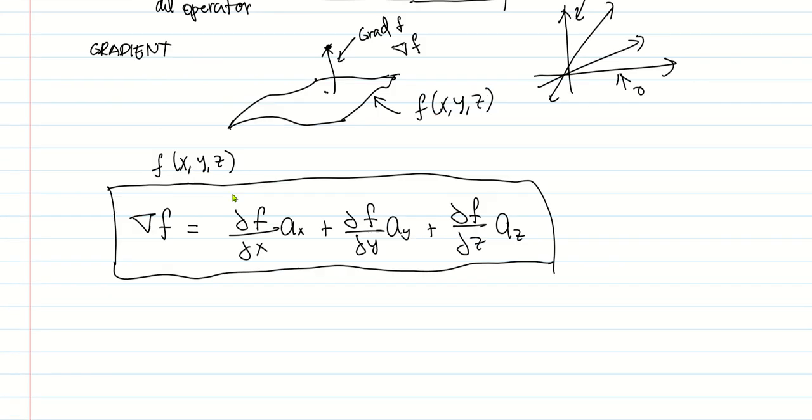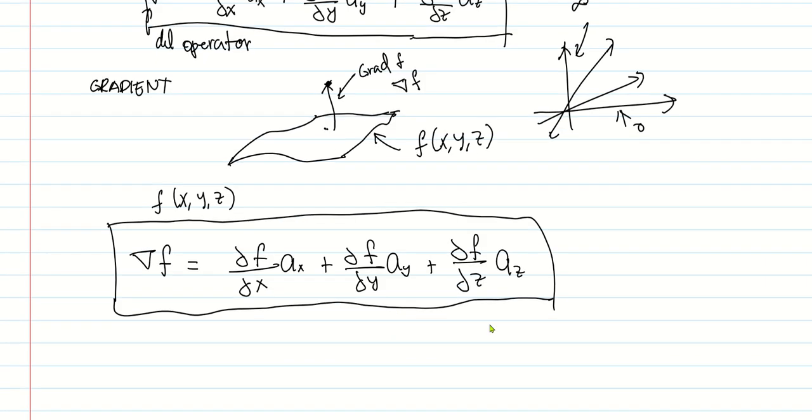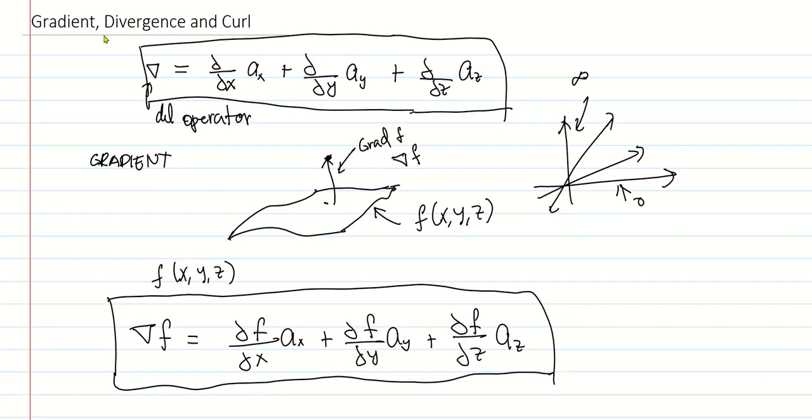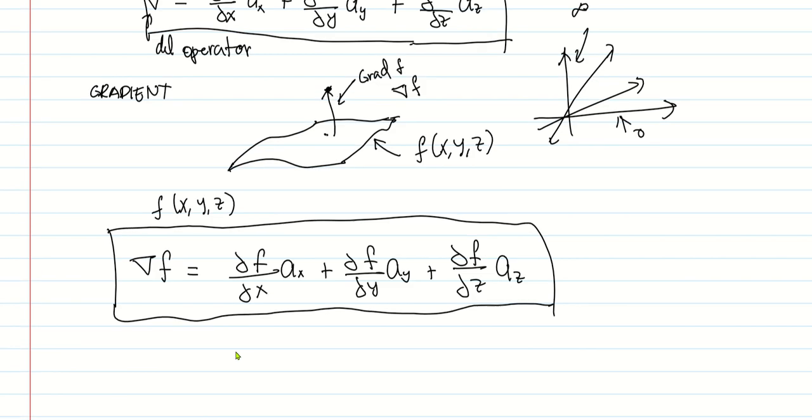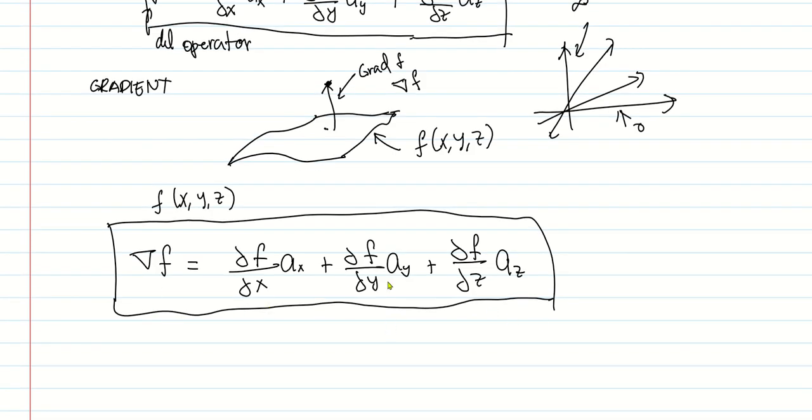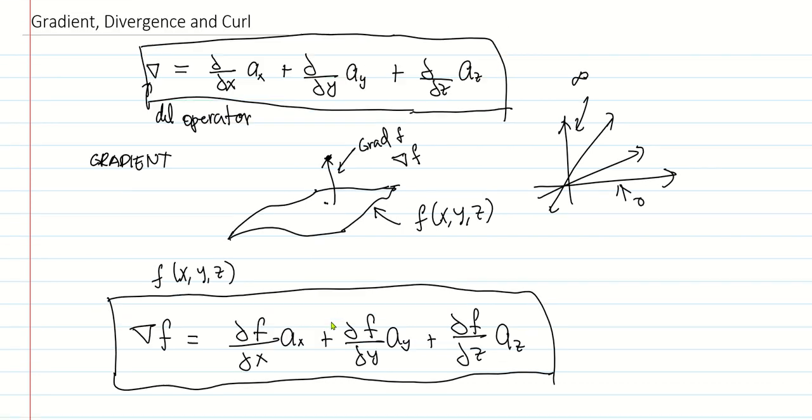So this is the gradient. Before we go to the other coordinates, let us look first at the divergence and curl in rectangular coordinates. Let's just focus on the rectangular coordinate system, because later on, if you want to convert them, you can already solve the transformation, since these are just vectors. You just convert them to the coordinate system that you want.